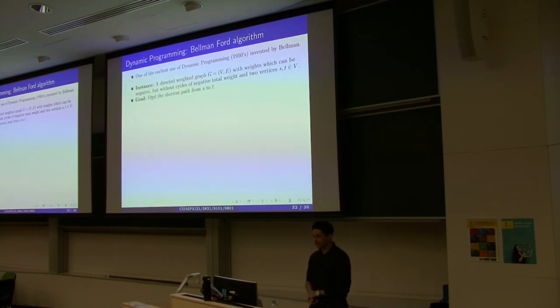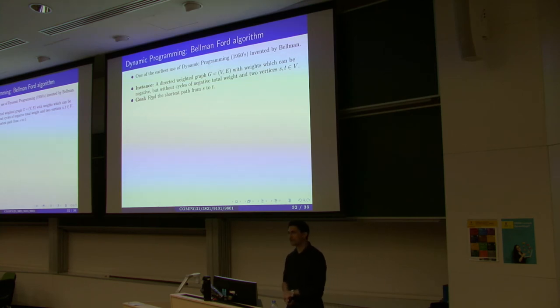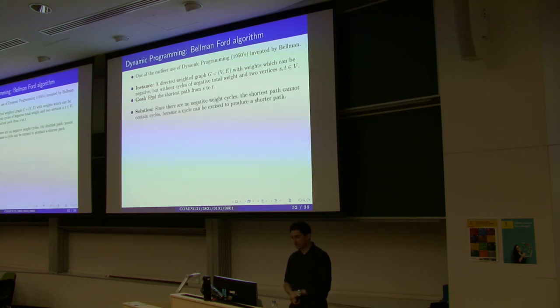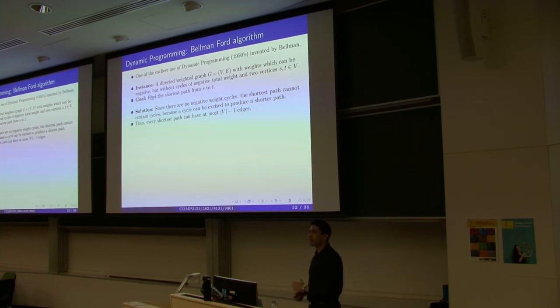So the goal, again, just like in Dijkstra's algorithm, is that you want to find the shortest path from S to T. S is the source, T is the target. And we know that since there are no negative cycles, we can simply look at paths. We do not have to worry about cycles. So each shortest path can have at most V minus 1 edges, where V is the total number of vertices.